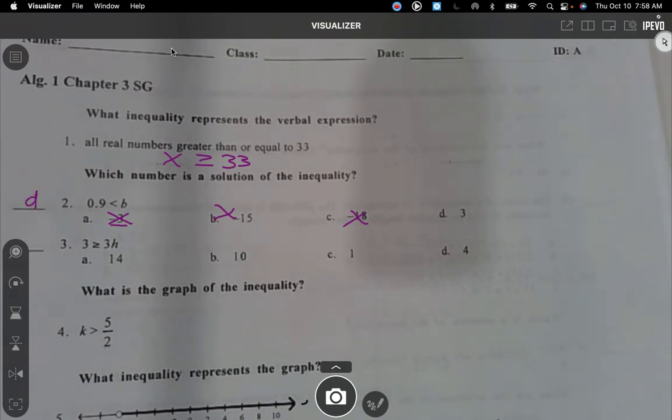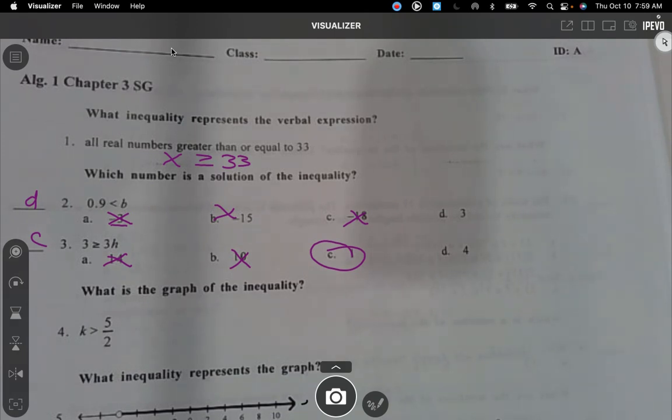Okay. Number 3 is the same thing. It just has an extra step. So it says 3 times 14. Is 3 going to be bigger than 3 times 14? It's not. So it's not that answer. Is 3 going to be greater than or equal to 3 times 10? 30. No. Is 3 going to be greater than or equal to 3 times 1? Yep. What is 3 times 1? 3. And it's equal to that. So your answer is C. Okay? Everybody's good so far?